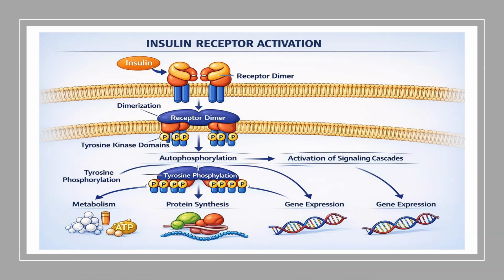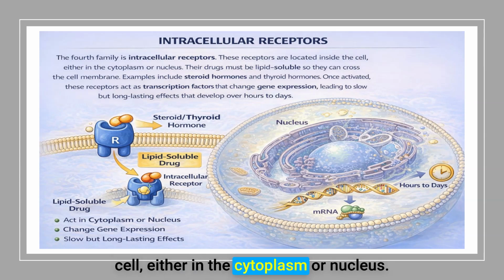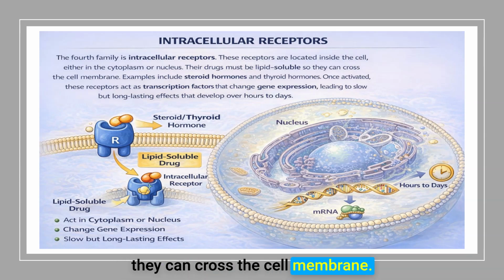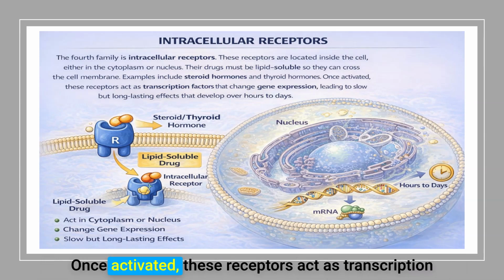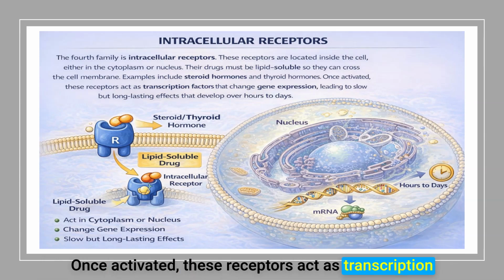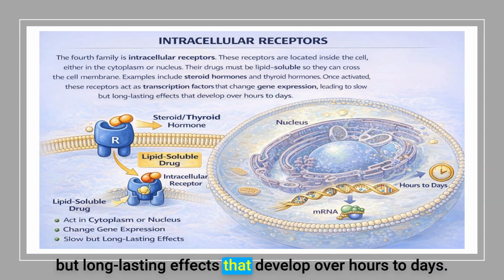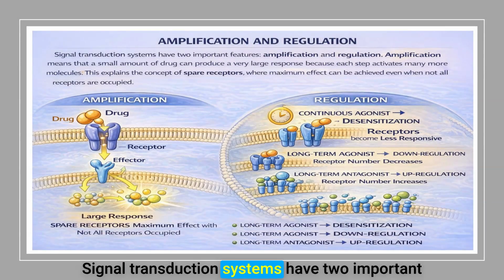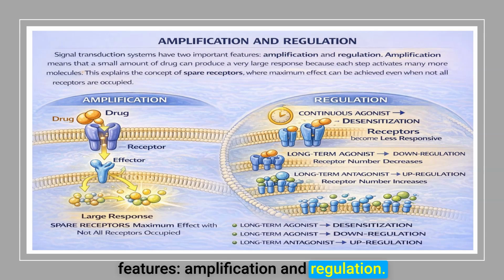long-lasting. The fourth family is intracellular receptors. These receptors are located inside the cell, either in the cytoplasm or nucleus. Their drugs must be lipid-soluble so they can cross the cell membrane. Examples include steroid hormones and thyroid hormones. Once activated, these receptors act as transcription factors that change gene expression, leading to slow but long-lasting effects that develop over hours to days. Signal transduction systems have two important features: amplification and regulation.